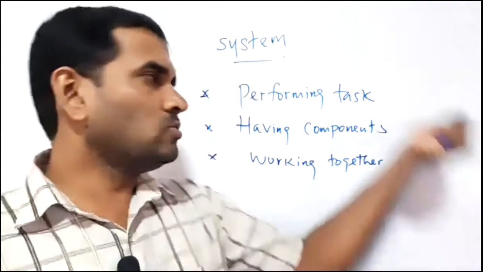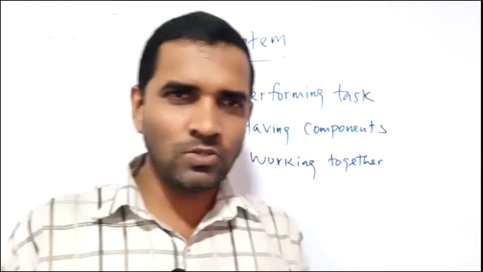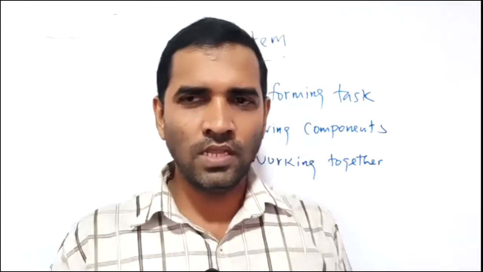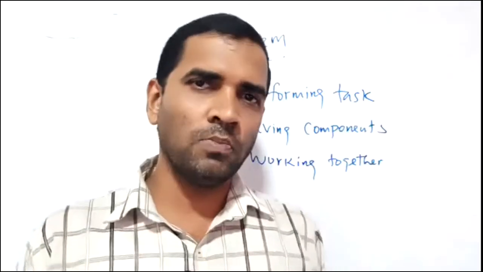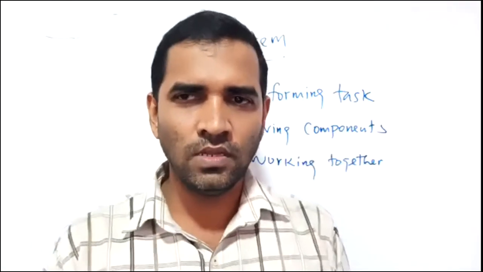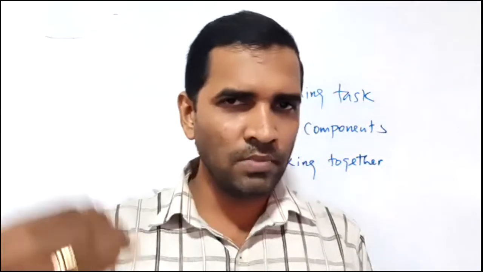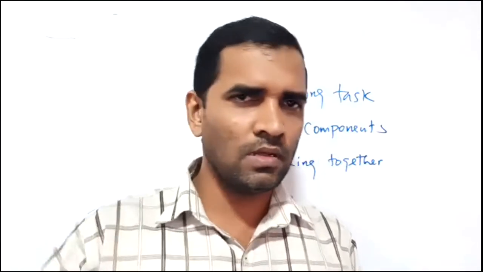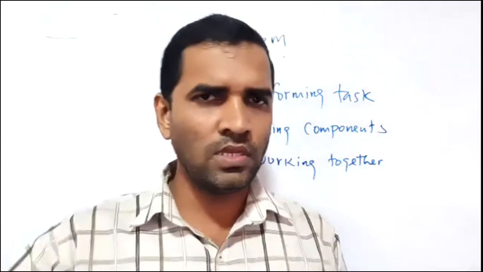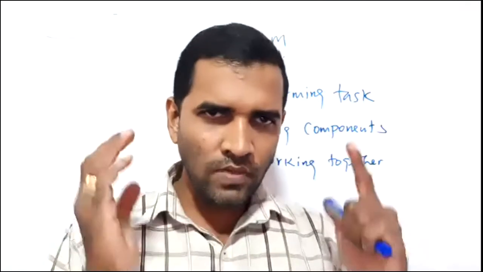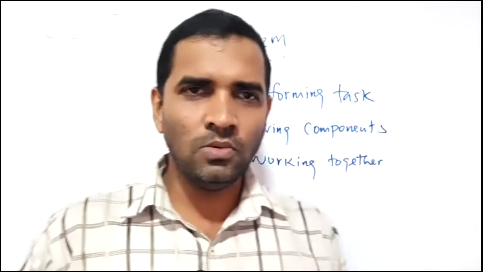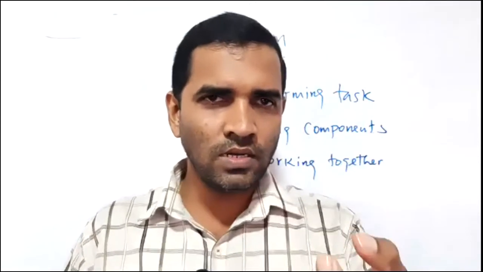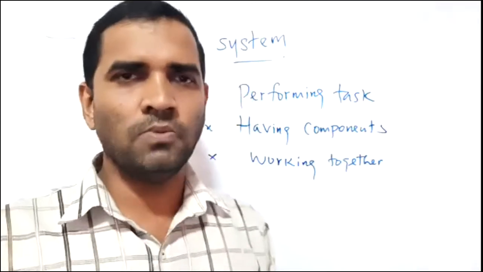So how to compose that as a definition? Can anyone make this as a definition? Can anyone join these points in an appropriate way and make that as a definition? You don't need to copy your book's definition, right? Take that or put it to one side. We need to focus here. So anyone, can you define the word system by combining these three points?